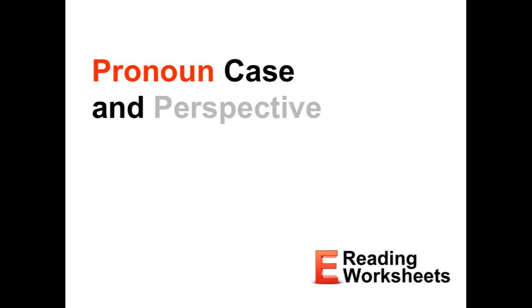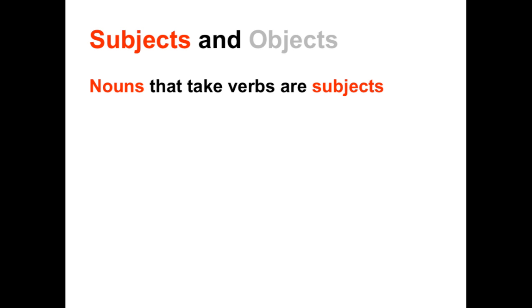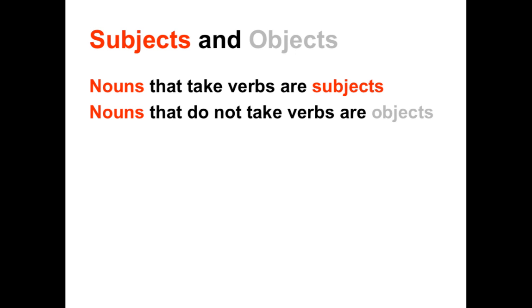Pronoun case and perspective. In order to understand pronoun case, you first must understand subjects and objects. Subjects and objects are both nouns, but they play different roles in terms of the structure of the sentence. Nouns that take verbs are called subjects. Nouns that do not take verbs are called objects. Let me give you an example.